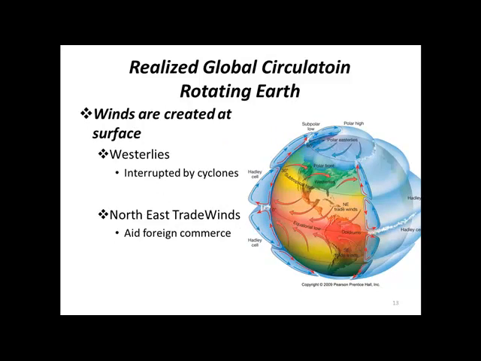Our westerlies are often interrupted by cyclones as they're coming across the Atlantic Ocean. The northeast trade winds are named because they actually aided in foreign commerce. Just like the jet streams helped pilots make it over to Europe, they helped with commerce coming from Europe over to the Americas. And so it helped, again, decrease the time that it took to travel and also increase the efficiency of getting there.